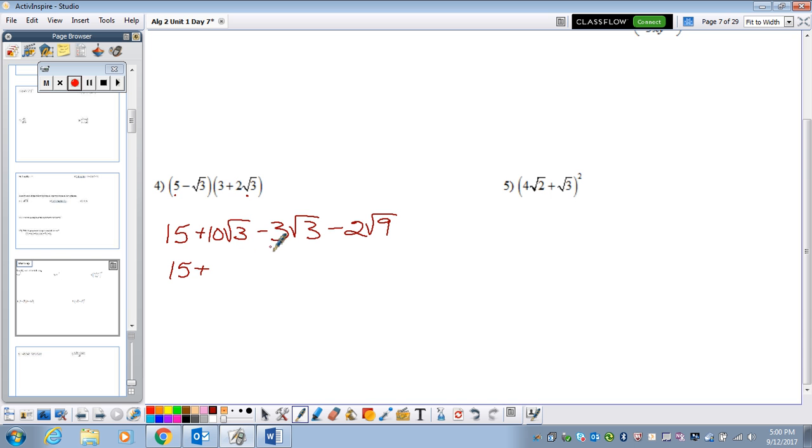10 of the square roots of 3 minus 3 of the square roots of 3 equals 7 square roots of 3. We want to look at the square root of 9 now as 3, because the square root of 9 is 3. So 3 times a negative 2 gives you a negative 6. I do want to do this 15 minus 6 as the last like terms to combine. So 15 minus 6 is 9, plus 7 square roots of 3. If you put this in a different order, 7 square root of 3 plus 9, that's completely fine.